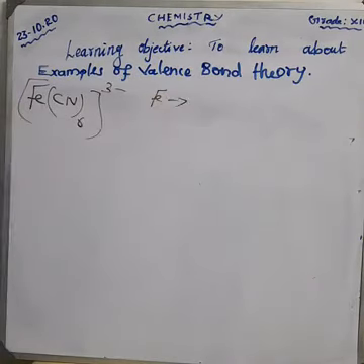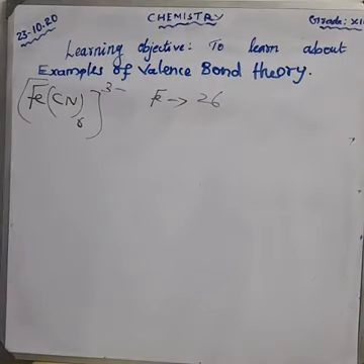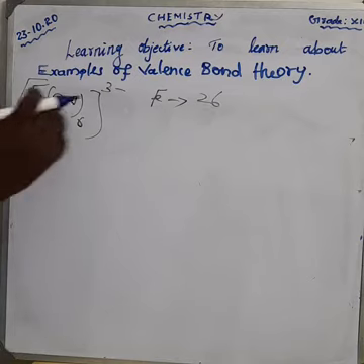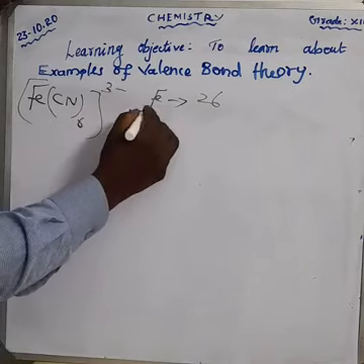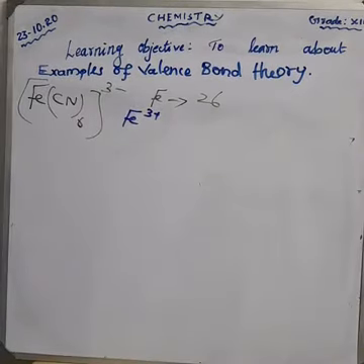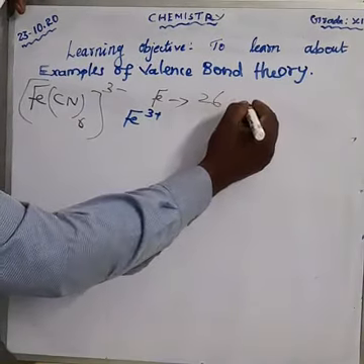What is the atomic number of iron? 26. But here it is 3 plus, because we have 3 minus on the complex. So Fe3 plus. Okay, Fe3 plus means it should lose 3 electrons. Am I right? Loss of 3 electrons. So the electronic configuration should be written accordingly.